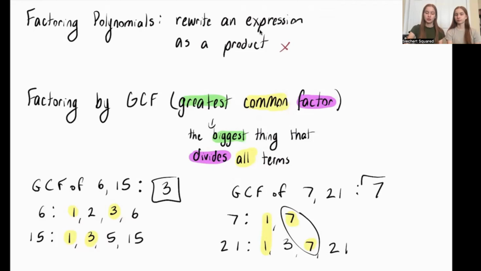Now, just something important to note, sometimes that number is the exact same as one of the numbers you started with. In our first example over here, 3 is not one of the numbers we started with. It just depends on the problem.